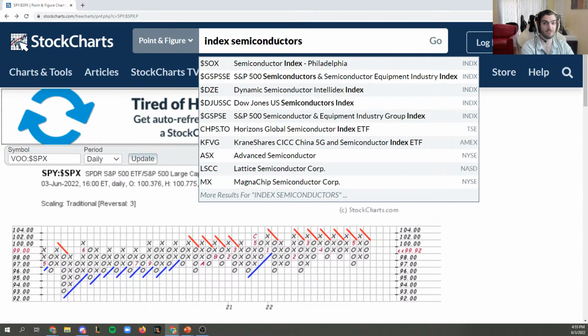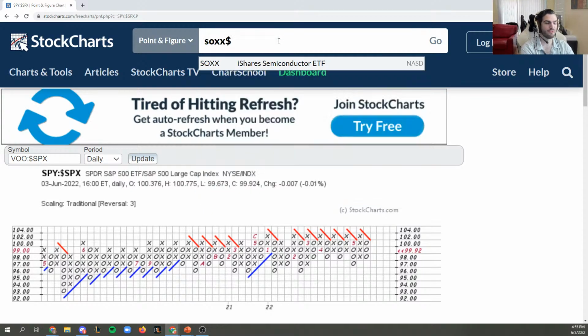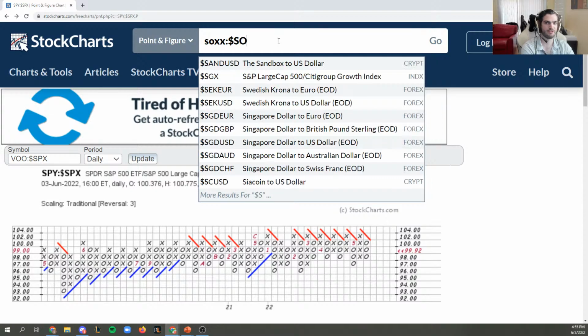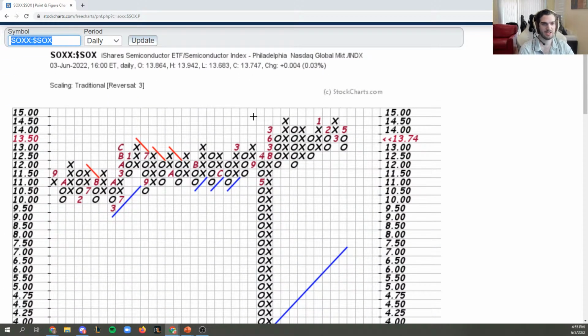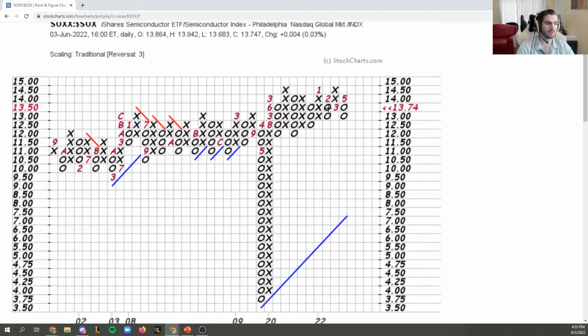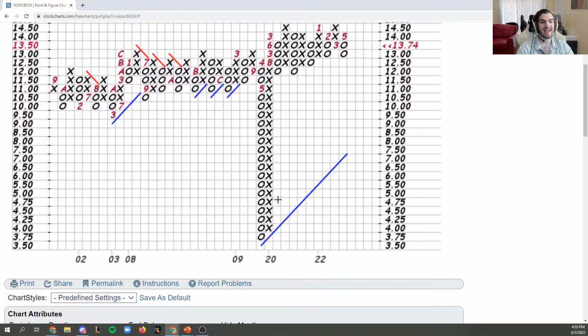So, semiconductors. We always want the $, that's telling us it's an index. So we could do SOX compared to $SOX. And once again, here we get their relative strength. The smaller the column, the more closely that ETF follows its underlying index. So we notice here, it follows it pretty closely, except for in May of 2020, where it tanked.